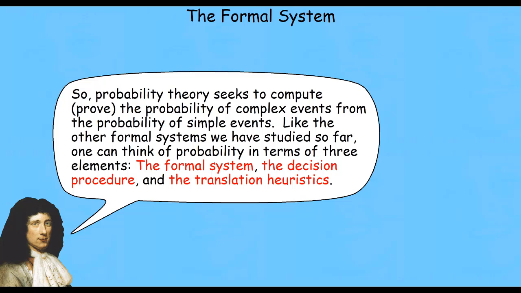So like other formal systems then, we can think of probability theory in terms of those three fundamental elements of a formal inference system. There's the formal system that renders the underlying structural elements and relationships explicit. There's the decision procedure that allows us to operate on those explicit representations to calculate solutions. And there's the translation heuristics that takes the world or our descriptions and translates them into the formal system and then translates the answers that it gives us back out into the world or our descriptions of it.